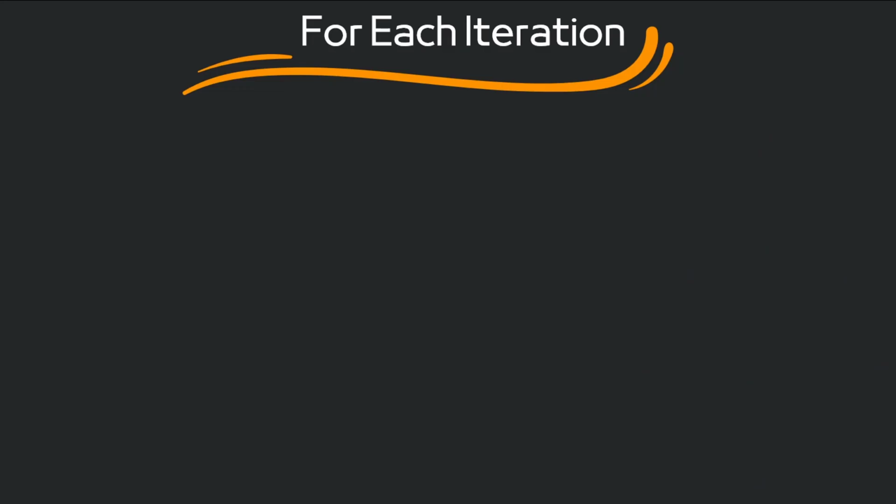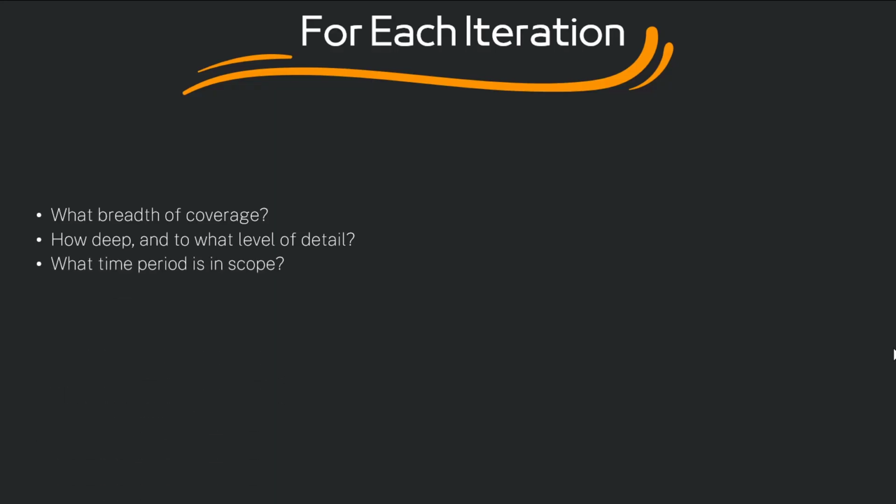For each of these iterations, you need to consider what is the breadth of coverage that we will be looking at, how deep and to what level of detail do we need to go. What's the time period that's going to be in scope for this deliverable? And which architecture domains from the BDAT domains will be involved? Finally, which assets can be leveraged from our libraries and repositories?